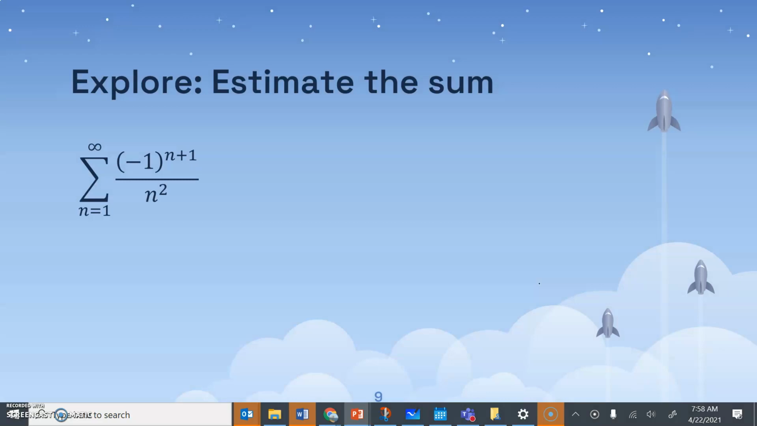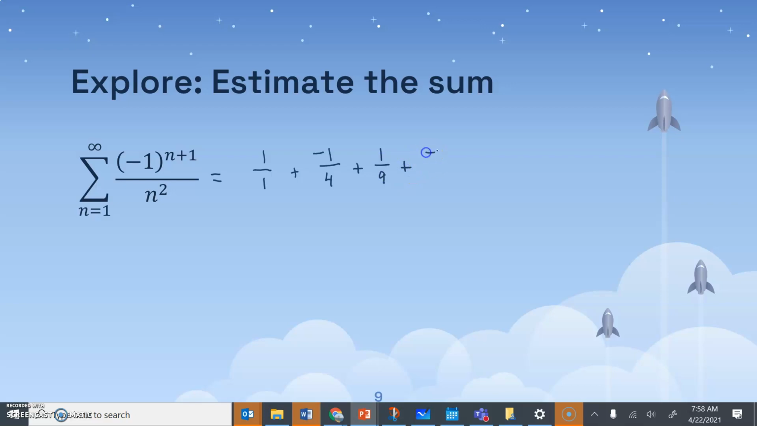So the first thing is we are going to estimate this sum and just see how good of an estimate we're making. First of all, I always recommend write out a couple of terms so you know what this is. If I plug in n equals 1, I would get a positive 1 over 1. If I plug in n equals 2, I'm going to get a negative 1 over 4. And so on, right? So n equals 3, I'm at positive 1/9, and n equals 4 would be negative 1/16, etc.